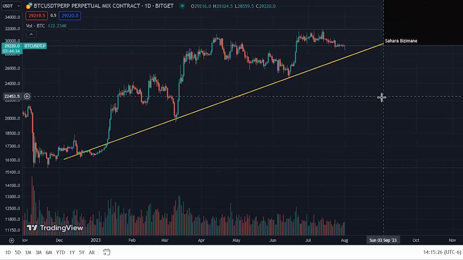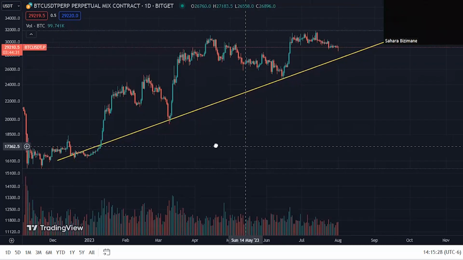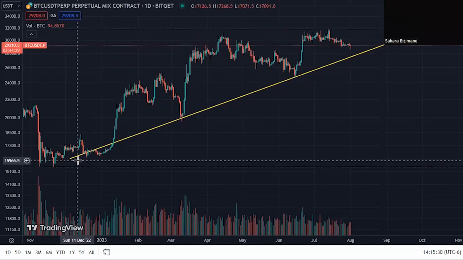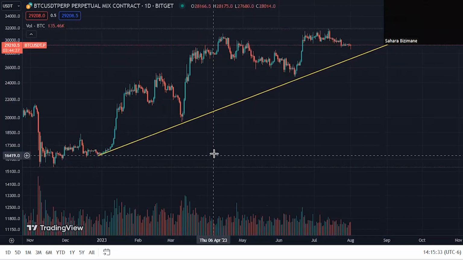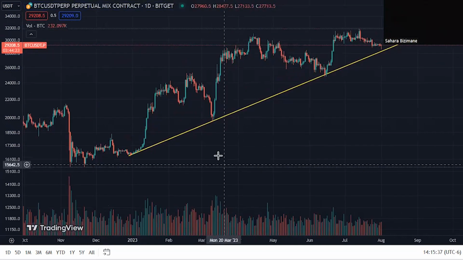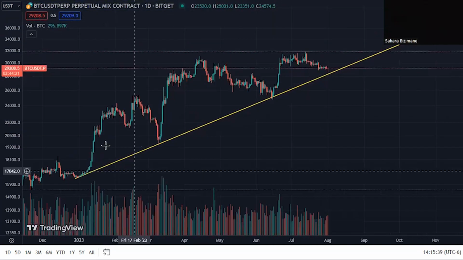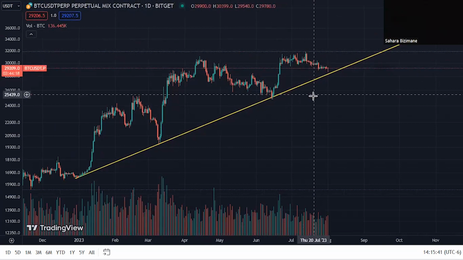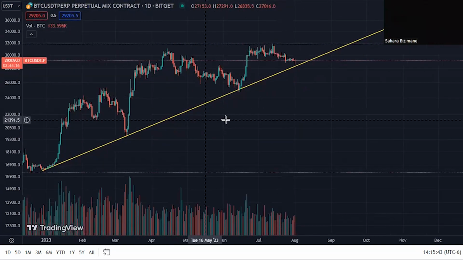So let's say the price has been moving up for a while. We'll use this uptrend that I have here on the chart as an example. So currently, I'm looking at the chart for Bitcoin, and Bitcoin is currently in an uptrend. So this is an uptrend.